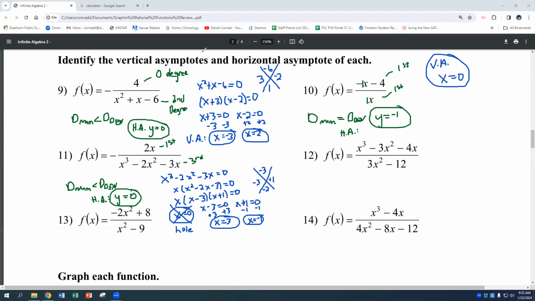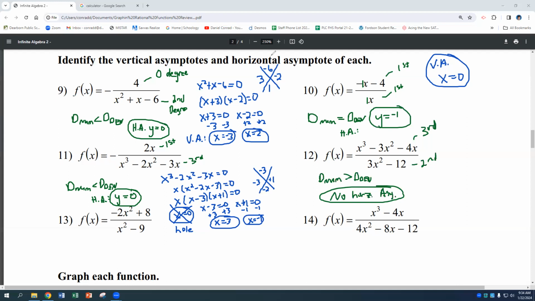Yeah, number 12 is going to have holes. That's fine. Let's just follow our process. We can do our horizontal. Okay, so this is a third degree, and this is a second degree. So the degree of the numerator is greater than the degree of the denominator, so there is no horizontal asymptote, right? No horizontal asymptote, because the degree of the numerator is larger.